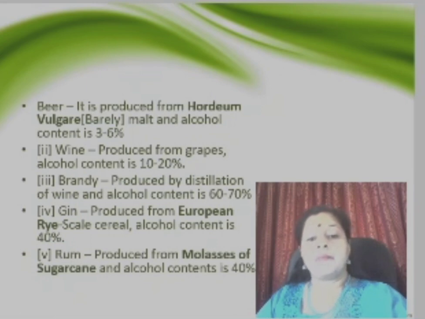is produced from grapes, and during Christmas season many people do it at home also. Yeast is added for this, and 10 to 20% is the alcoholic content in it. Whereas when it comes to the rest of the things, their alcoholic content is high because they are coming after distillation process. For example, brandy. It is produced by distillation of wine and alcohol content is 60 to 70%.